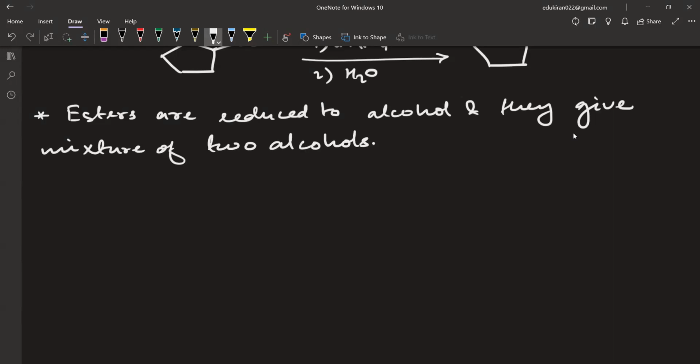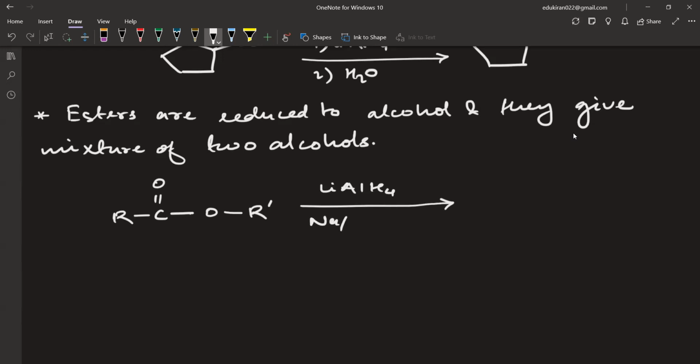Mixture of two alcohols. Okay, देखिए आपके पास ester, what is ester? R, C double bond O, and you have here OR dash. ठीक है, OR dash. अब यहाँ पे when I'm going to use, I can use two reagents here. I can either use lithium aluminium hydride, or I can use sodium in the presence of ethanol, that is C2H5OH. Okay, I can use any one of them. Now here what is going to happen? Here you have this OR dash, and here you have C double bond O. Now you can get one product which is R. This bond cleavage will happen in this way, like this.